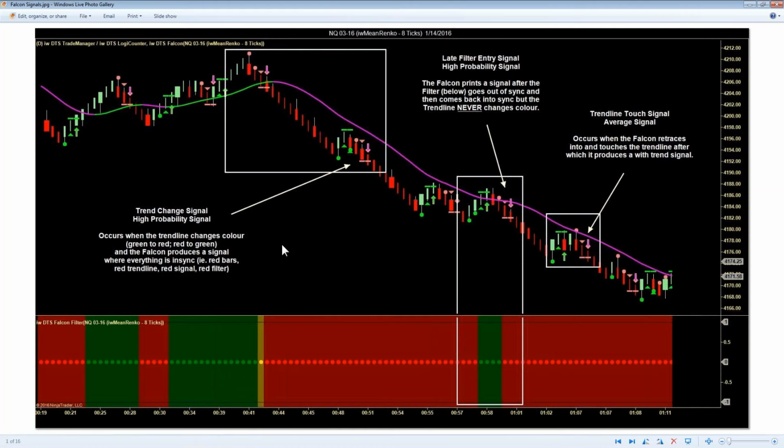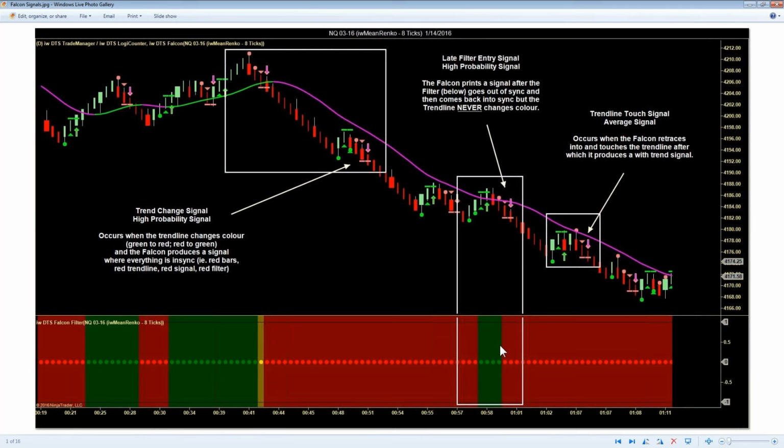With the Falcon, yes, I finally got around to making a cheat sheet for the Falcon. We have our trend change signal. So for you Falcon owners, if you don't have the cheat sheet yet, you can write me and I'll send it to you. So we have the trend change signal where the trend line changes color. Essentially, it's our first signal where everything is in sync. So we've got red bars, red filter, red trend line. Then we have the late filter entry signal, a very high probability signal.